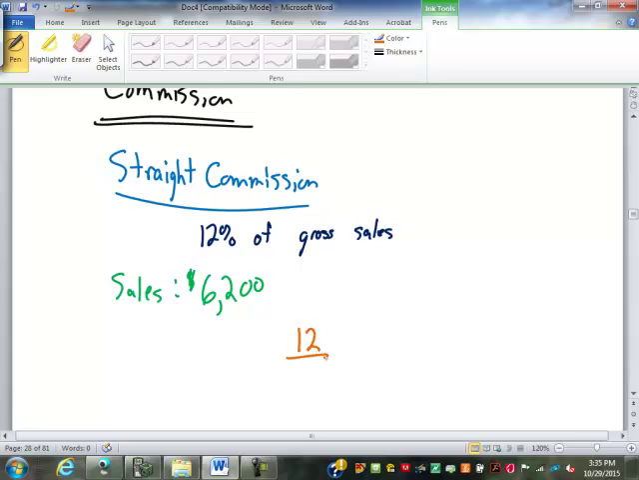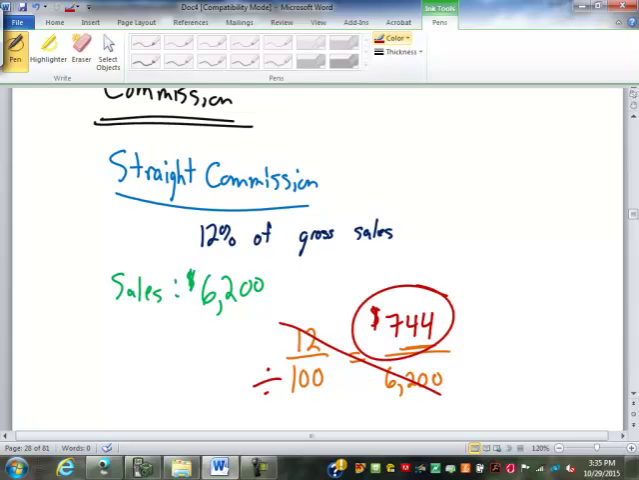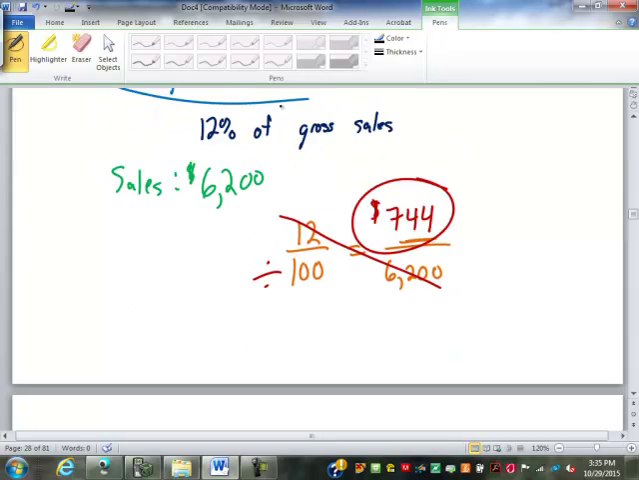Well, 12% is 12 out of 100. Finding 12% out of the 6,200. 12 represents the commission, so our commission is going to go on top over here. That's what we're looking for. So we'll cross multiply and divide. 12 times 6,200 divided by 100 is, what, 7,440? Thank you. $744. That is your pay for the week.